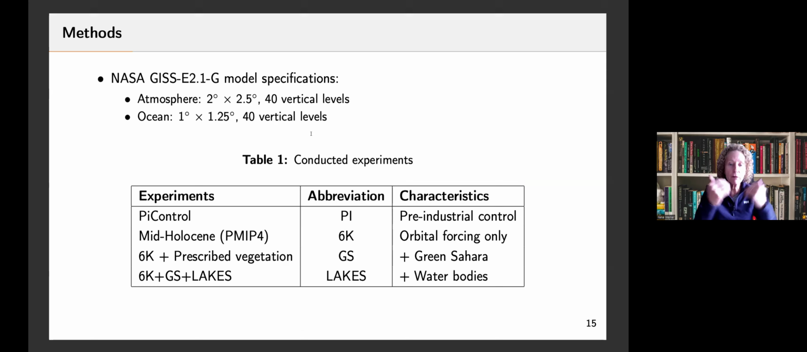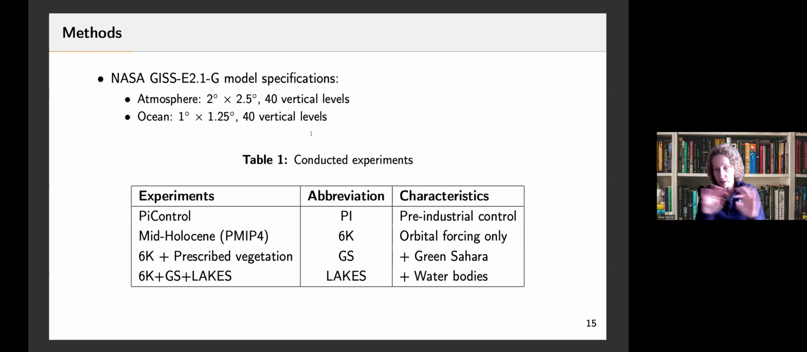Okay, and then we have another experiment that I call the Green Sahara. Why? When we started playing around with these simulations and we enhanced the vegetation, we prescribed more vegetation in West Africa than in the interactive orbital experiments, we saw that we had a better agreement with the proxy data than by not including this prescribed vegetation.